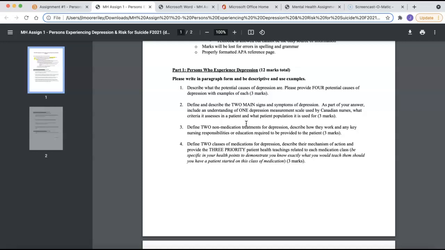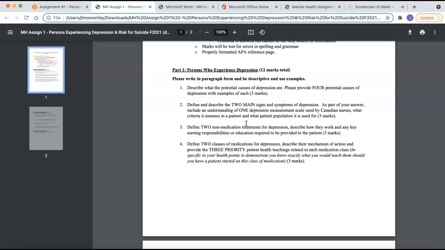You're going to define 2 non-medication treatments for depression, describe how they work, and any key nursing responsibilities or education required to provide to the patient. So besides meds, what kind of treatments are out there? What kind of therapies are out there? And if you pick these things, what are your responsibilities as a nurse?